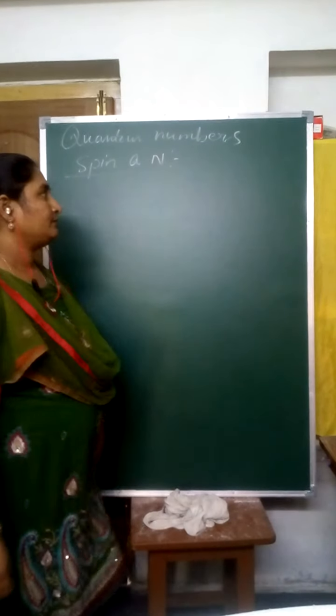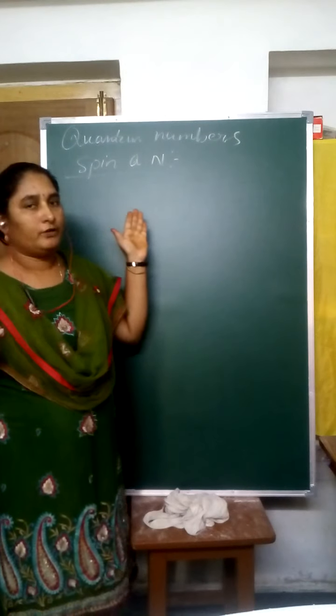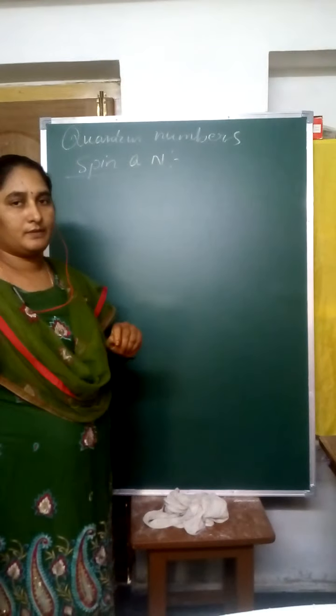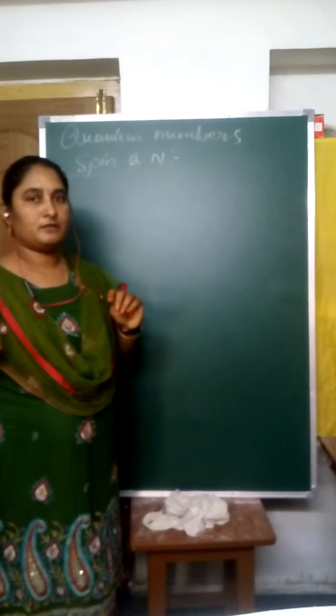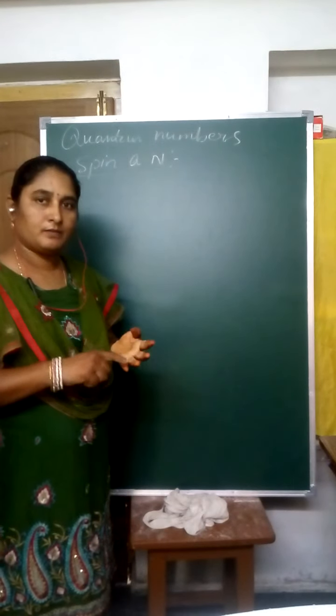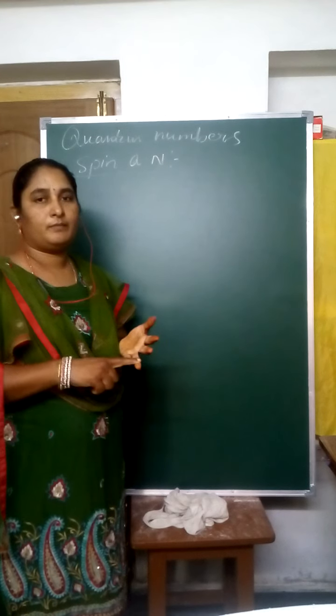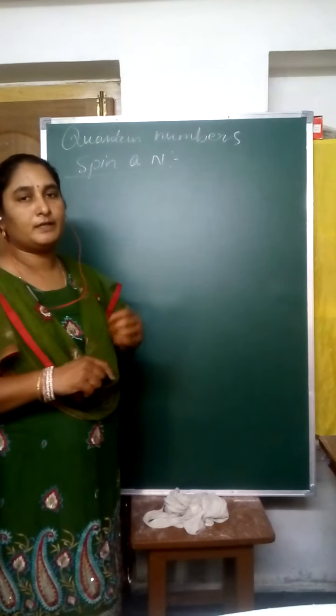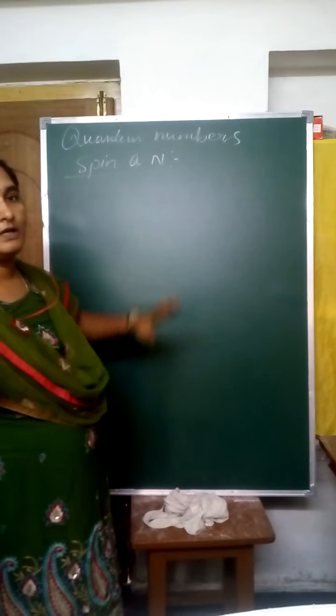Okay, hi children. In the previous video we discussed the quantum numbers. There are four quantum numbers: first the principal quantum number, second the angular momentum quantum number, and third the magnetic quantum number. We discussed those, but one quantum number still remains, that is the spin quantum number.